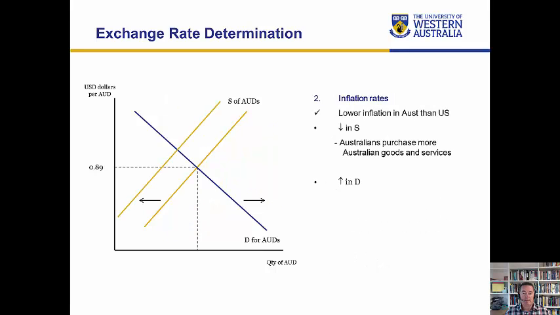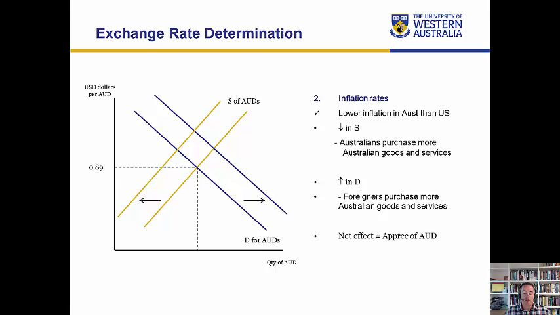Okay, the next one, inflation rates, relative inflation rates. So what I've got here is a situation in which there's lower inflation in Australia than in the United States. As I've got on the right here, that has two effects. It decreases the supply of the Australian dollar and it increases the demand. The net effect is an appreciation because both the decrease in supply and the increase in demand act in the same direction on the exchange rate, i.e.